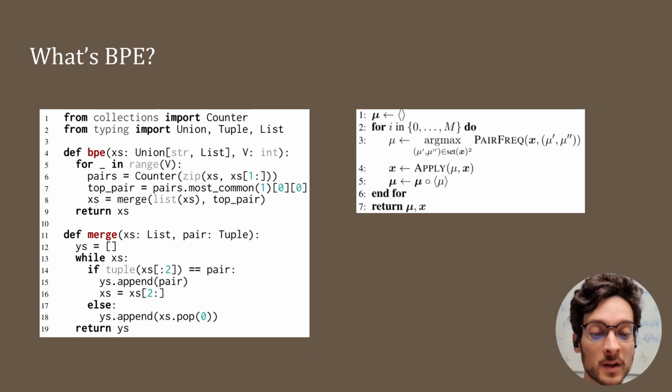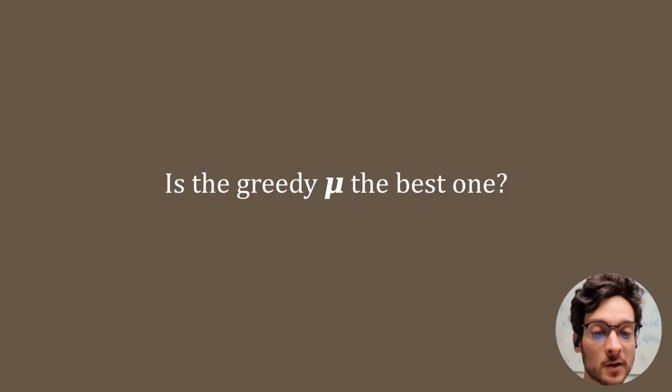The iterative algorithm can be written in less than 20 lines of Python code, and that's how it is usually presented. However, there is actually an underlying mathematical optimization problem that the greedy BPE is approximating. And since the iterative BPE is, well, greedy, we can ask the question if there exist other merge sequences that are better than the one found by the iterative version.